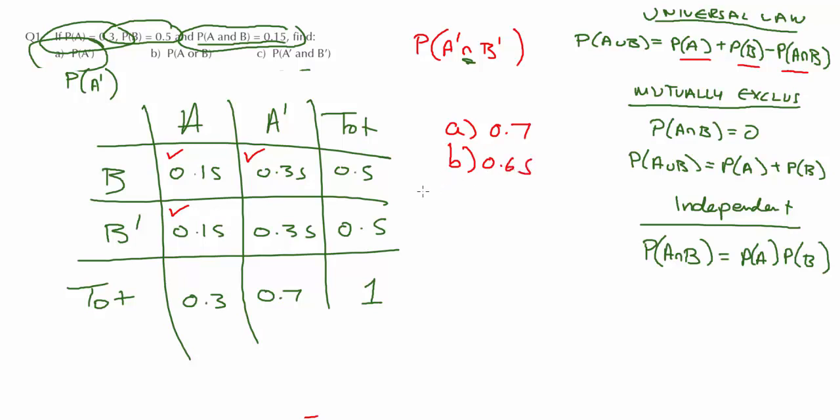I'm just going to bring blue out for this one. P of not A, that's in this row, and not B, that's in this row. So I just need that one. Okay, C equals 0.35. I personally prefer it way more.